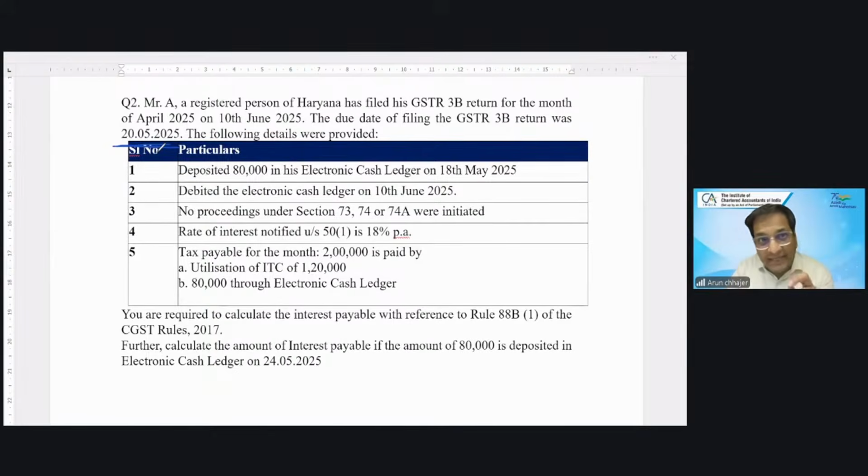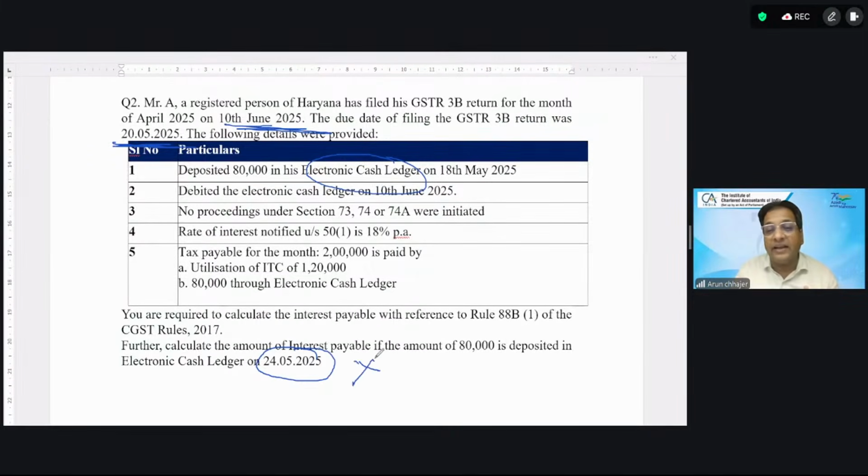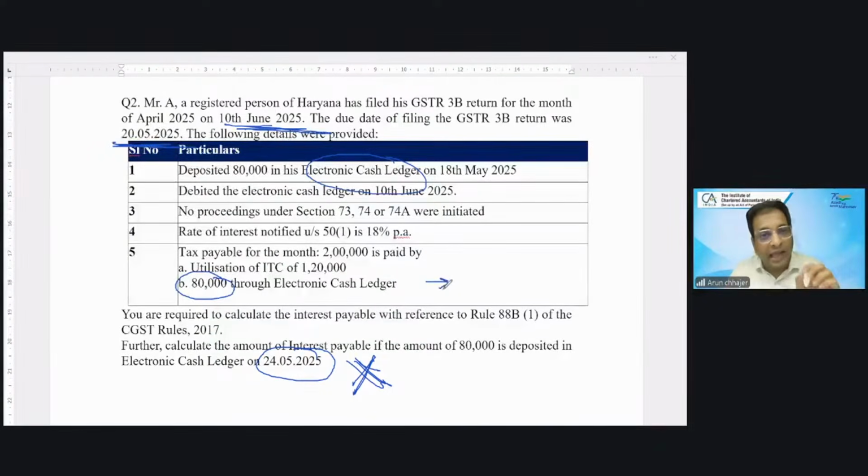मैंने टैक्स लाइबिलिटी जितना अमाउंट मैंने कैश लेजर में ऐड किया, टिल द ड्यू डेट, तो उसको कंसिडर करना है, एक्सक्लूड करना है, उस लाइबिलिटी पर इंटरेस्ट नहीं लगेगा. लेकिन अगर एक बार ड्यू डेट क्रॉस हो गई, रिटर्न आपने 10th जून को फाइल किया, बट आपने कैश लेजर में ऐड कर दिया 24, दिस वुड बी इररिलेवेंट, दिस वुड बी नो बेनिफिट टू द टैक्स पेयर. In this case, the interest would be applicable on the entire 80,000.